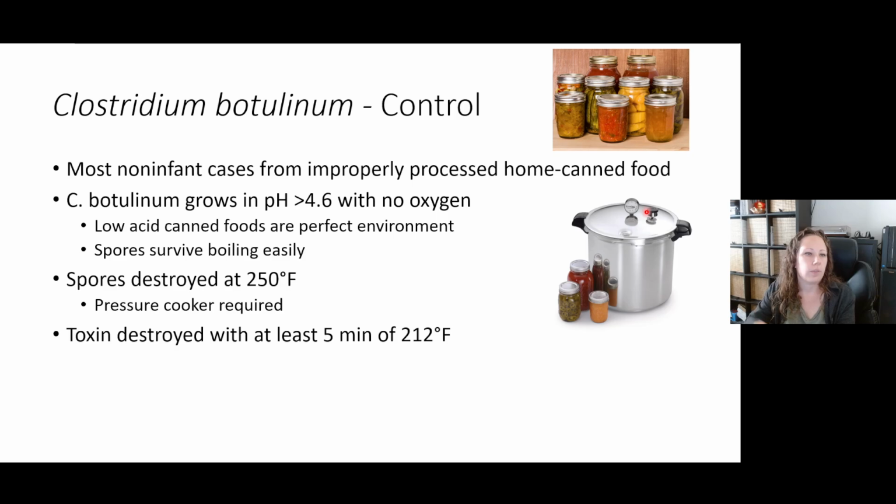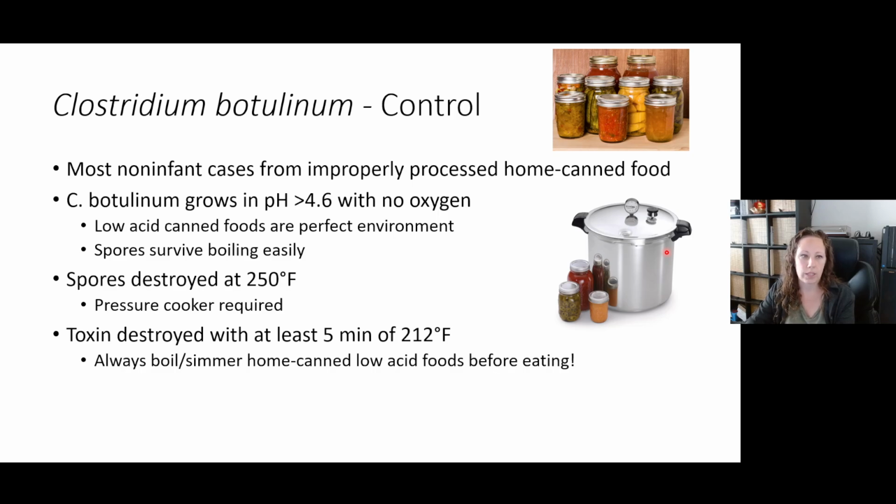So the spores are destroyed at 250 degrees Fahrenheit. The toxin, not the spores, but the toxin, is destroyed with at least 5 minutes at 212 degrees Fahrenheit. So if you were to can your foods and didn't use this very highly recommended method of canning, but even if you did, just in case, you should always boil or simmer your home canned low acid foods before you eat them, just to be safe.